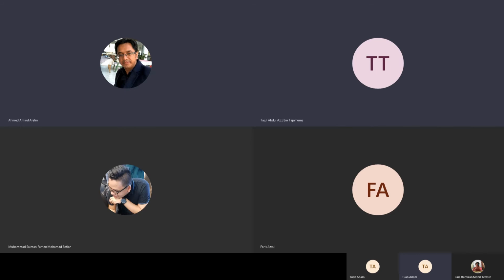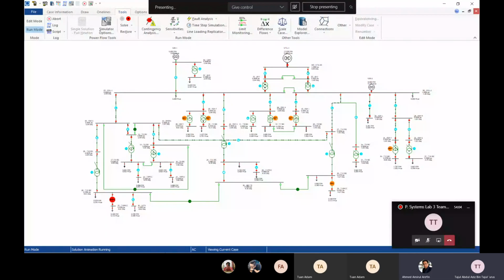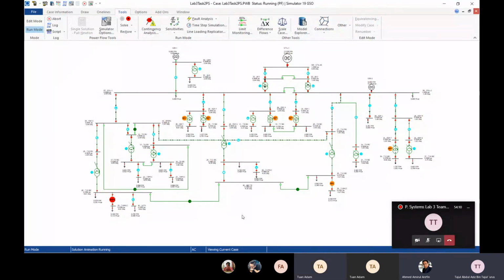So just share the screen. Can you see the screen? Just wait, not yet. Can you see the screen now? Yes.